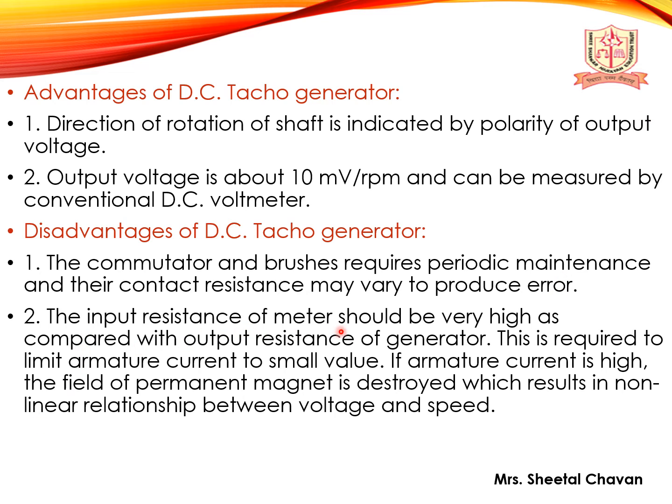The input resistance of the meter should be very high as compared with the output resistance of the generator. This is required to limit armature current to a small value. If armature current is high, the field of the permanent magnet is destroyed, which results in a non-linear relationship between voltage and speed.